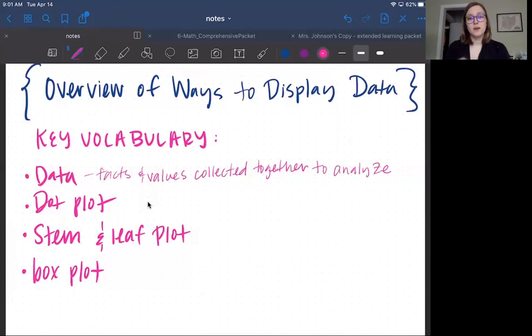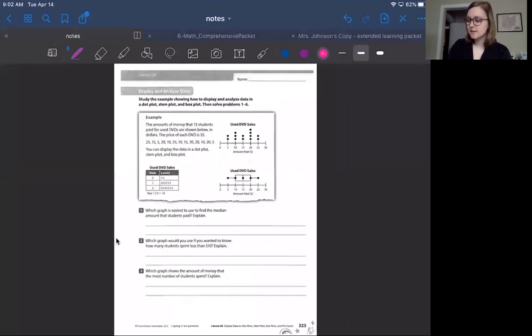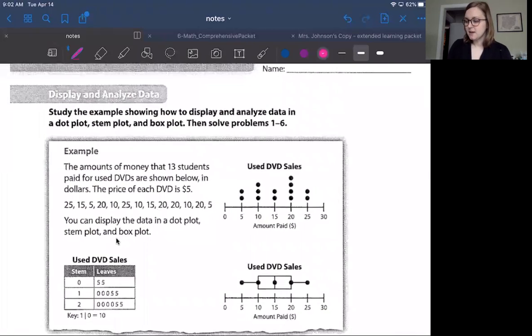Okay, there are three different ways. I mean, there's more than three, but the three different ways that I'm going to go over with you this morning of how to display that data are a dot plot, a stem and leaf plot, and a box plot. In your packet for this week, the two that you're going to see the most are the dot plot and the box plot, but I do also want to quickly go over a stem and leaf plot with you. So let's take a look at this example.